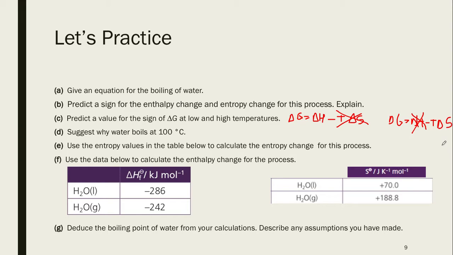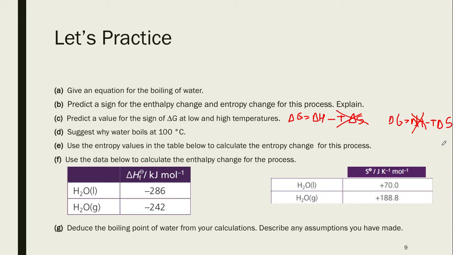All right, letter D, suggest why water boils at 100 degrees Celsius. One of the things I want you to remember is when we're considering delta G, we mentioned it's greater than 0 or less than 0, whether it's spontaneous or not spontaneous. Well, at 0, that is when it's at equilibrium. This is something we will learn at a later time. But if delta G is equal to 0 and we're at equilibrium, that is when water is boiling.